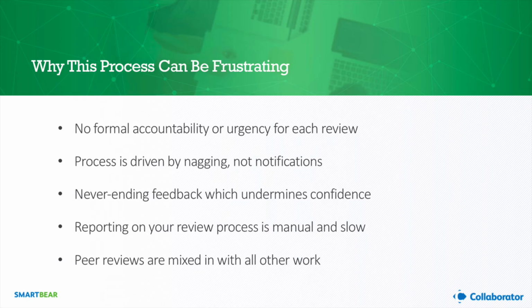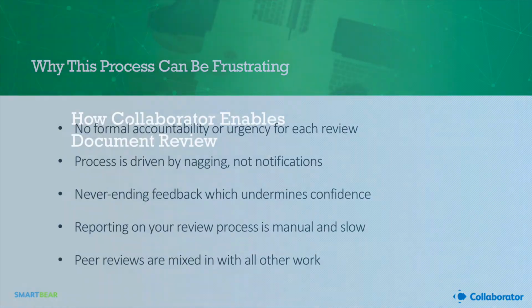In order to do reporting, it's pretty manual and slow. Some people do it in Excel files or SharePoint. It's a lot of manual work to compile it all together. And then as I mentioned earlier, your peer reviews are mixed in with all of your other work. It could be promotional emails, it could be just stuff that's going on in the office, and then you also have these peer reviews mixed in with everything else. So it can make it a little difficult to really prioritize and standardize your review process.